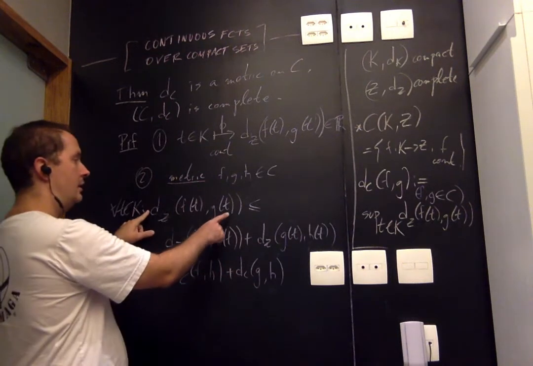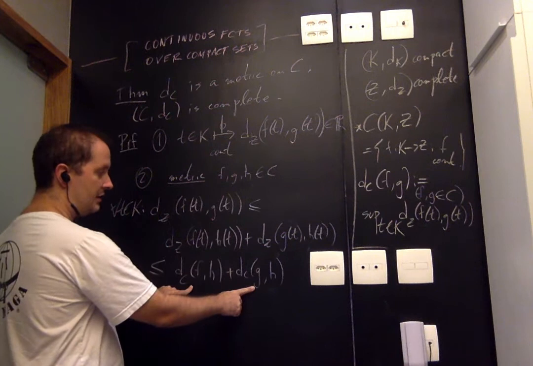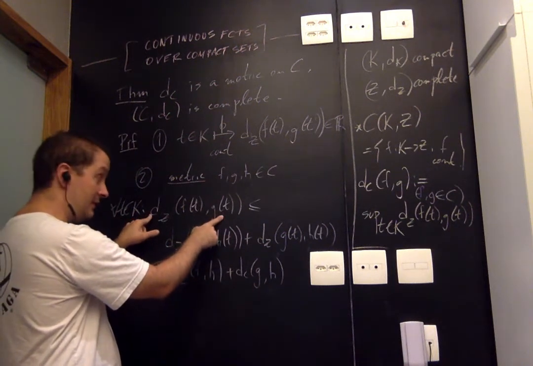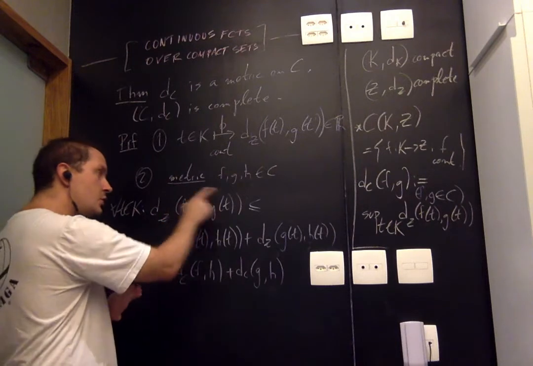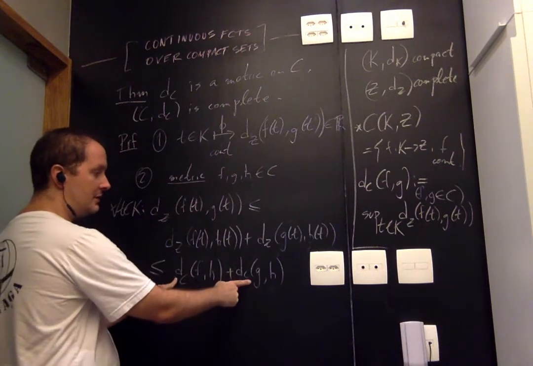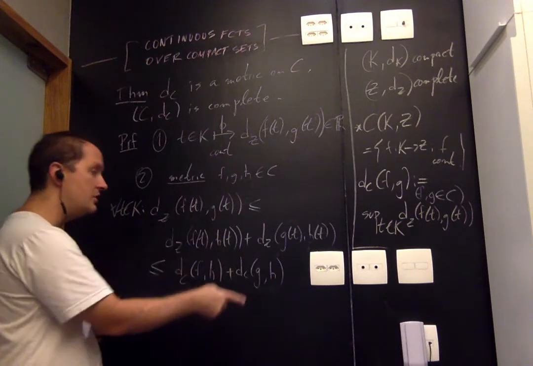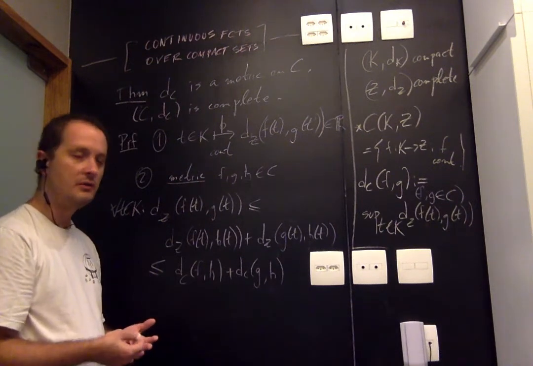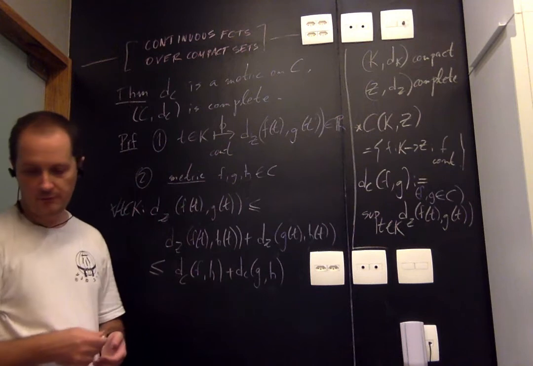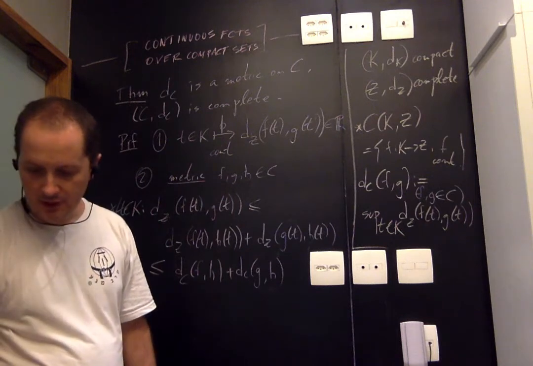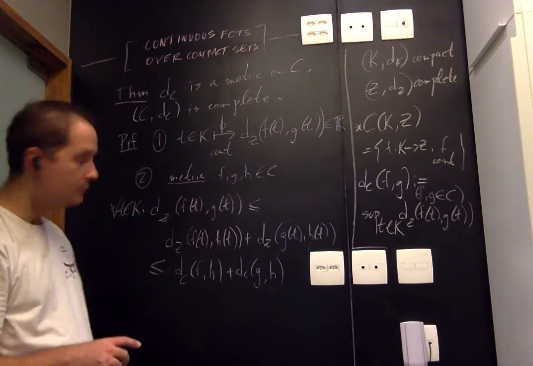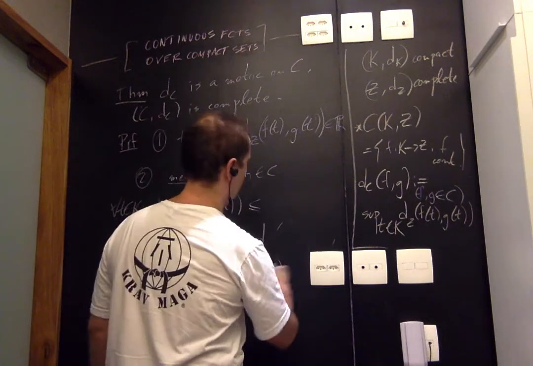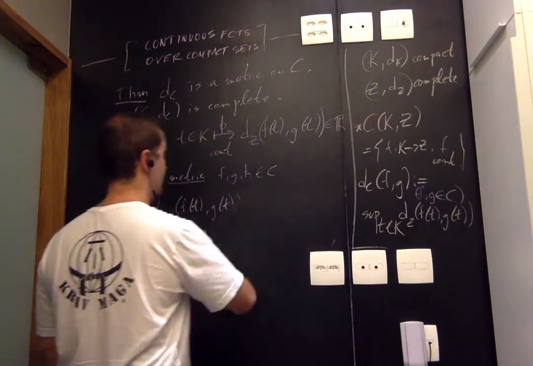Therefore, this right-hand side that does not depend on t is an upper bound for the left-hand side. And when I take a sup here, the sup of this quantity has to be less than this. Therefore, d_C of f and g is less than the sum of the distances, which is our triangle inequality. Okay, so that's part 2. And finally, we have to argue that this is a complete metric space.